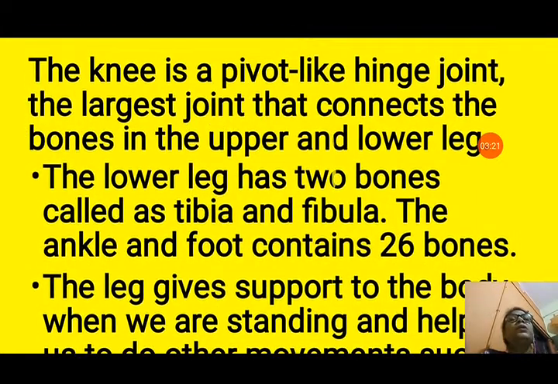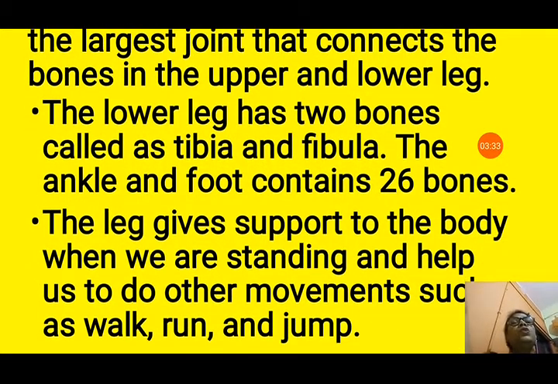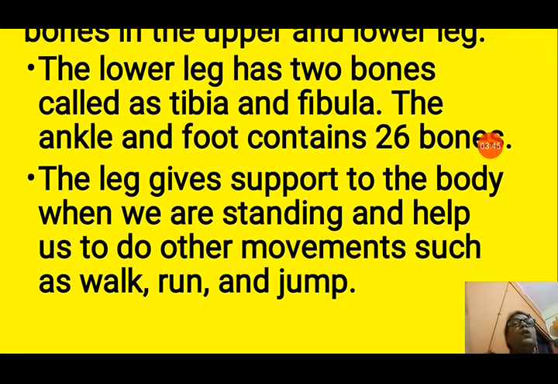And the joint. The knee is a pivot-like hinge joint, the largest joint that connects the bones in the upper and the lower leg. The lower leg has 2 bones called tibia and fibula. The ankle and the foot contain 26 bones. The leg gives support to the body when we are standing and helps us do other movements such as walk, run and jump. We can do many different activities with the help of our lower leg.